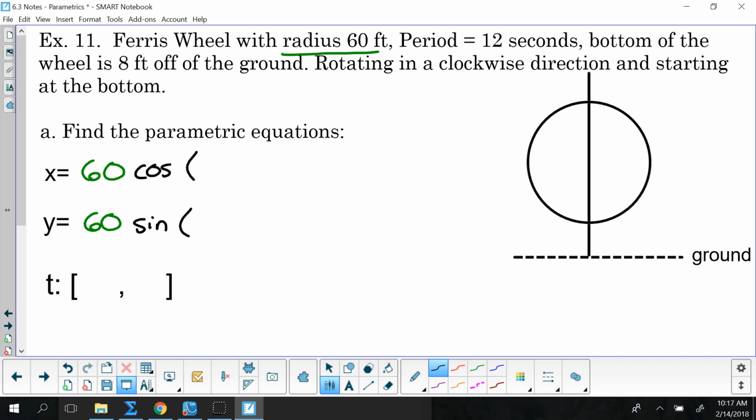Okay? Now, next is our b, right? Is b going to be positive or is b going to be negative? If I'm going in a clockwise direction, b is negative. So both of these have to be negative.